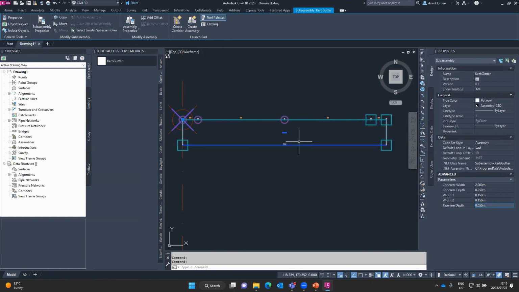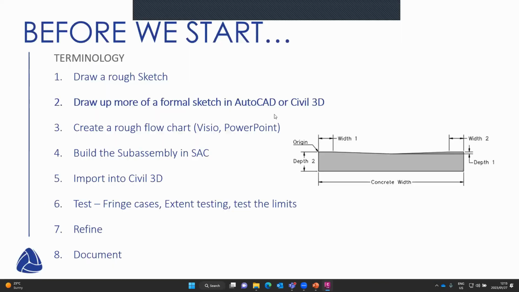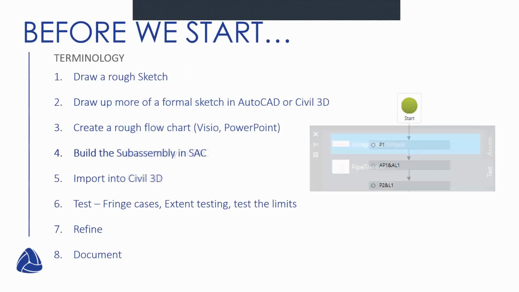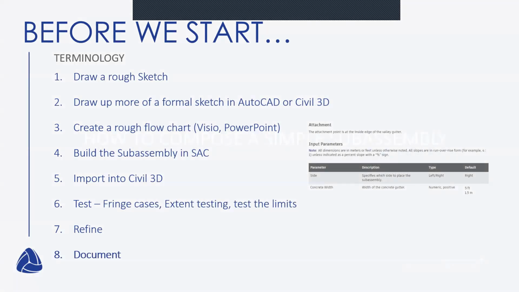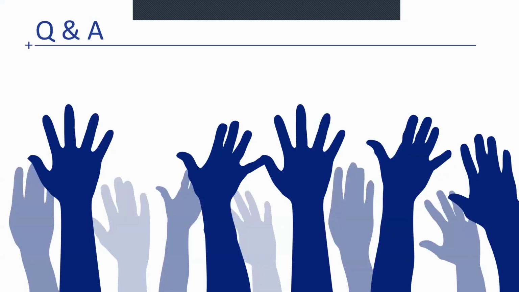So you'll see that you have all of your variables and parameters now written into this. And that is basically it. You can now go ahead and create a corridor from this object. Okay. And that is it for composing a simple subassembly. You will be able to use this video as a guideline to help you in your own creation process.